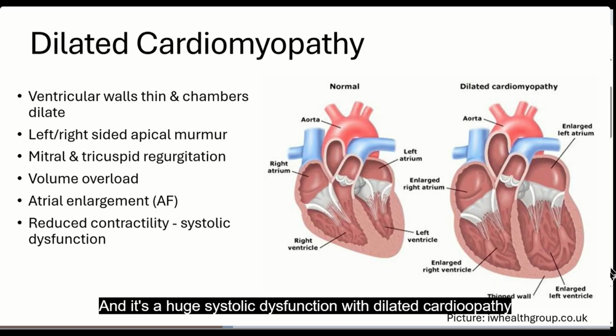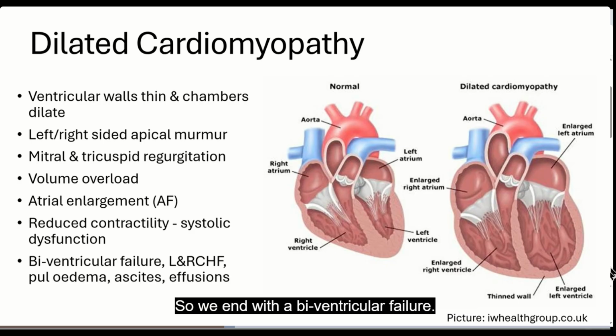And it's a huge systolic dysfunction with dilated cardiomyopathy, hand in hand with that reduced contractility. So we end up with a biventricular failure. We get left and right congestive heart failure signs. So canine patients will typically present with respiratory distress and pulmonary edema, but often with a pot-bellied appearance and ascites burden as well. They can also obviously have other effusions like pleural and pericardial effusion as well. So doing T-FAST and A-FAST in these patients is really helpful to evidence B-lines and the presence of ascites.